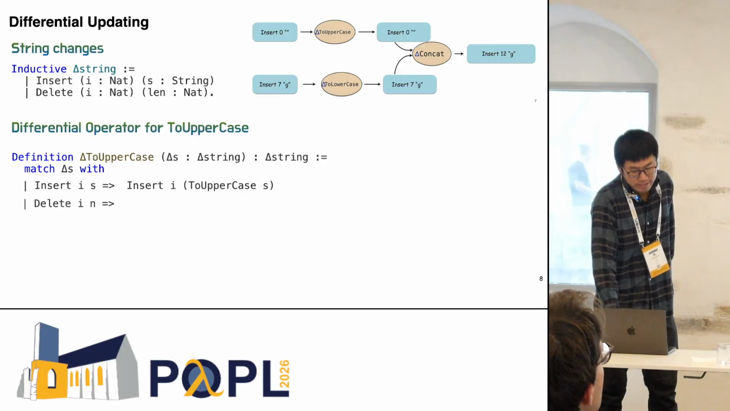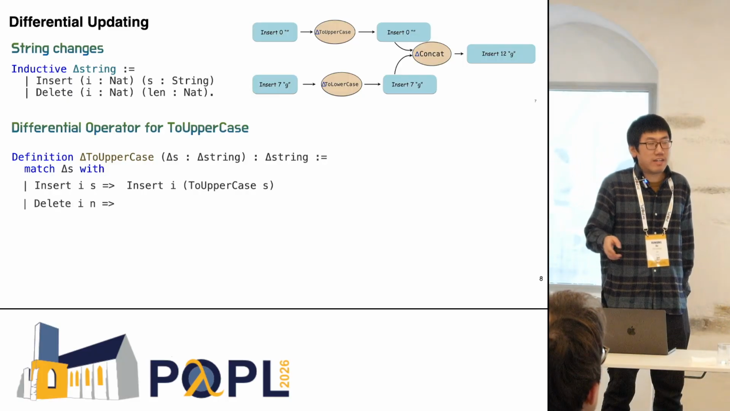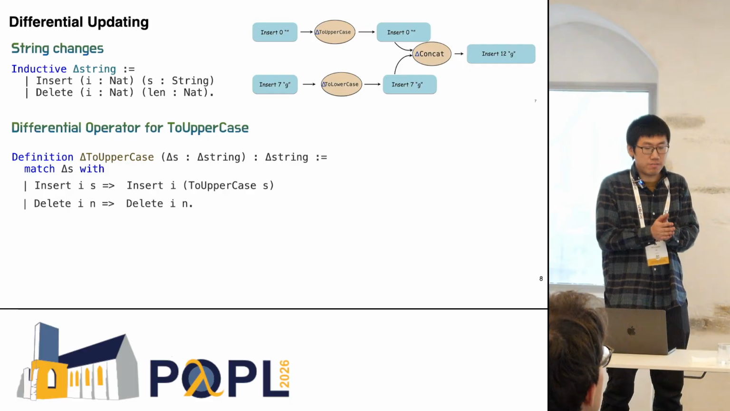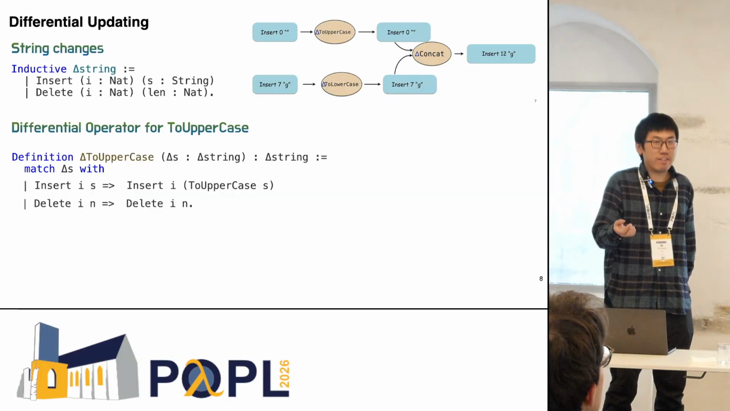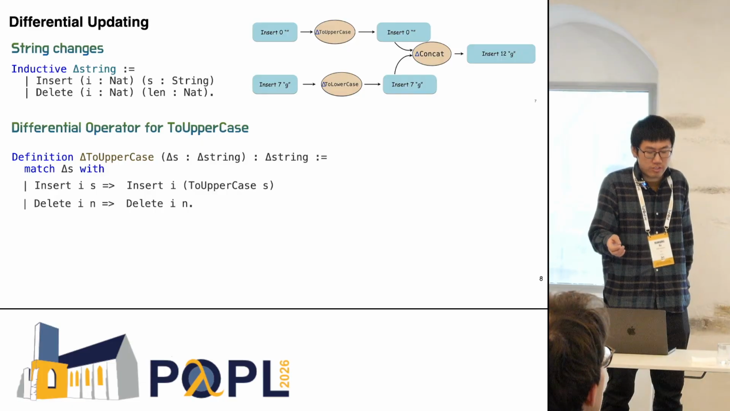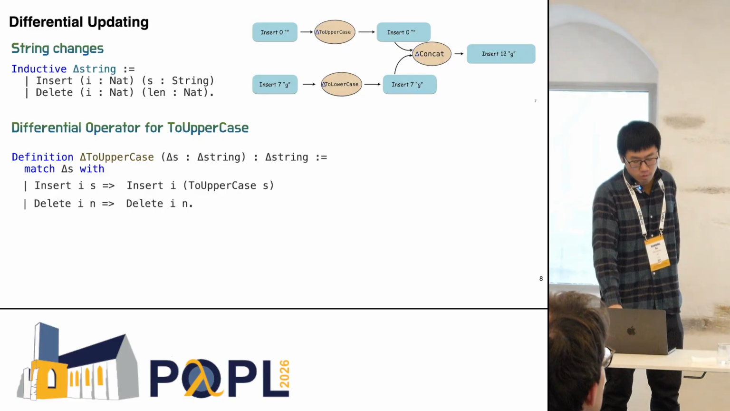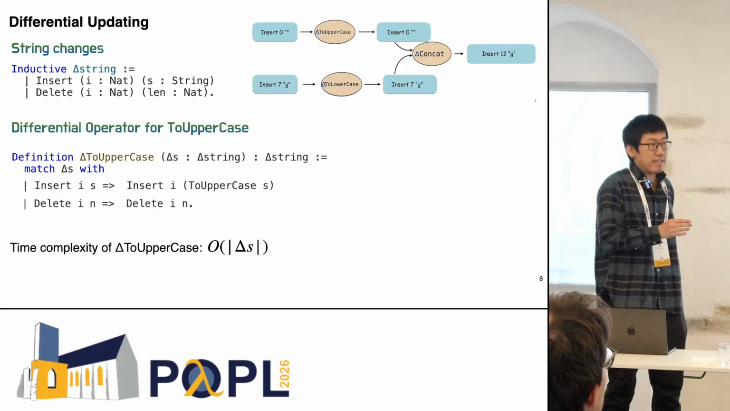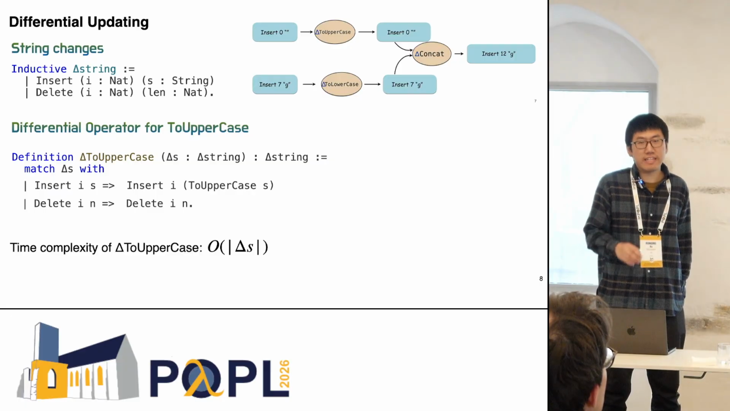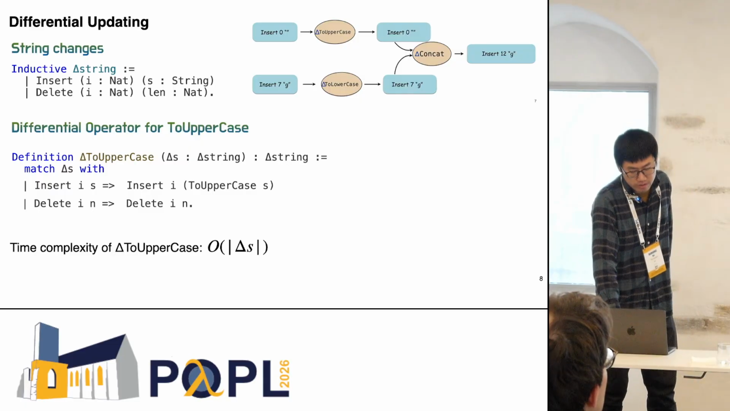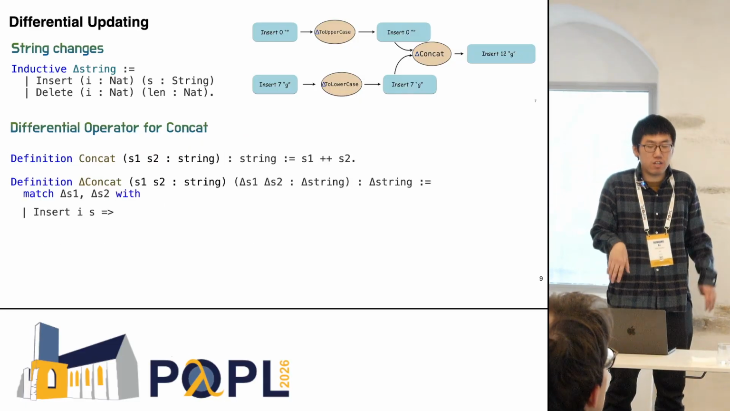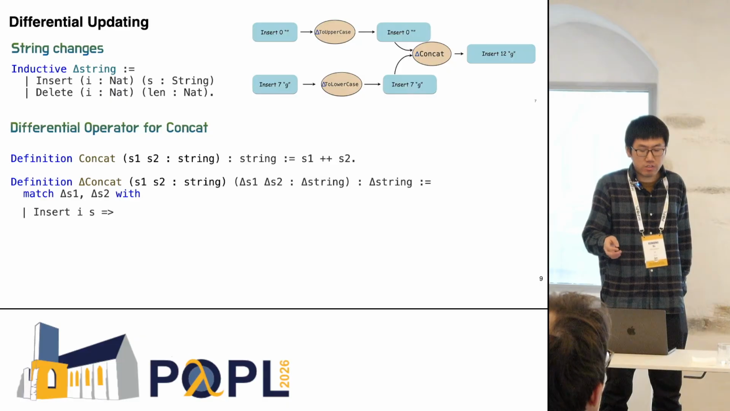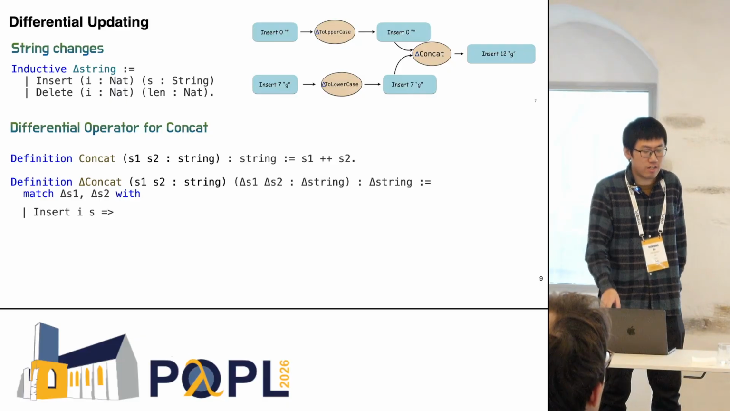For deletion, it's even simpler because it's just index-based. It does not depend on the content. Also, to uppercase does not change the length of the list or anything else, so we just propagate this change. So from this example, we have already seen that the time complexity of delta to uppercase will be proportional to the change size instead of the input size. Which means that we can get an asymptotic speedup if the input change size is very much smaller than the original input size.